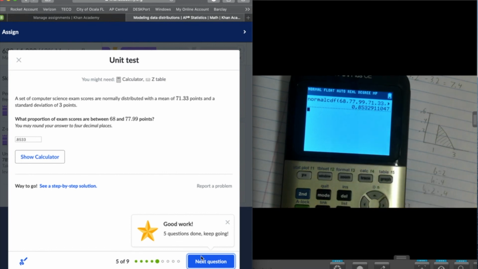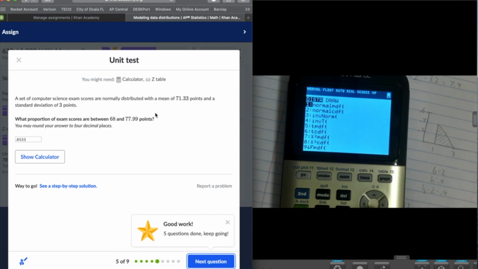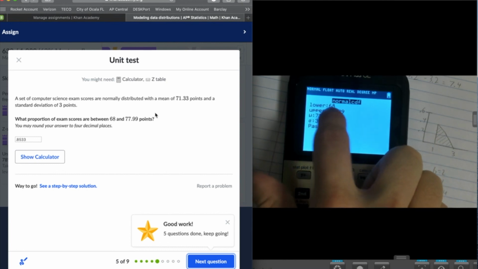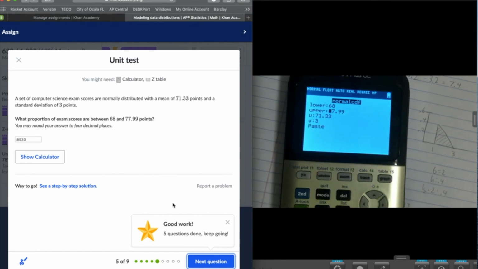So there you go. Just remember that if it said higher than 68 or lower than 77.99 or something like that, usually what you do in that case is you choose the lower or upper value, the one that's not given, to be either like negative 1 million or positive 1 million as you work through it.